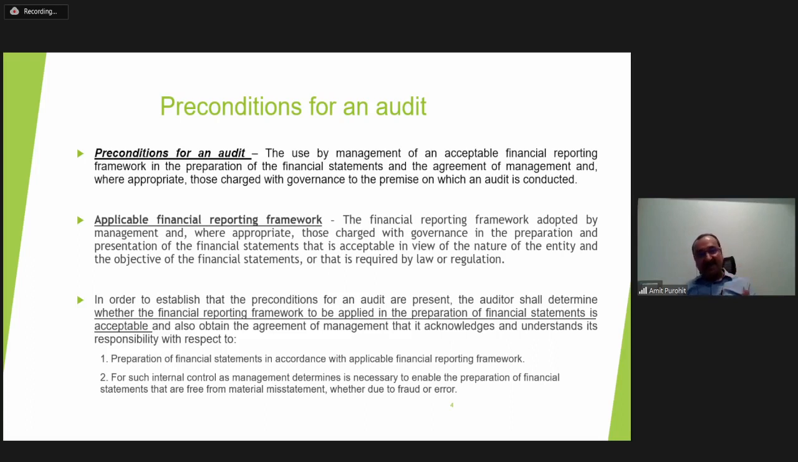So the management has to also acknowledge that it is going to follow the acceptable financial reporting framework. At the same time, they will also acknowledge and understand their responsibility with regard to such installation of internal controls which are necessary for the purpose of preparation of financial statements. Those are free from material misstatements.